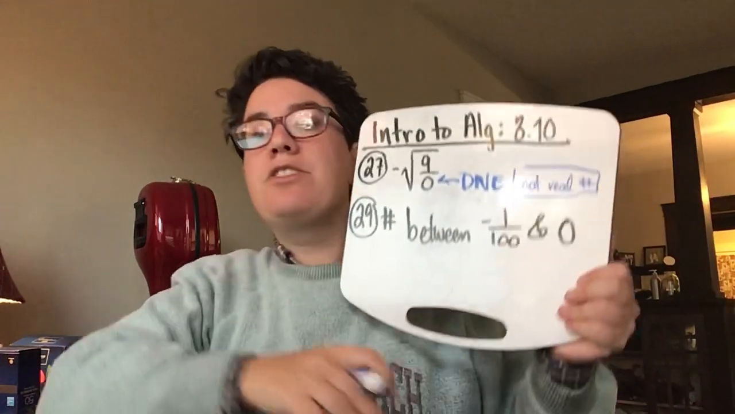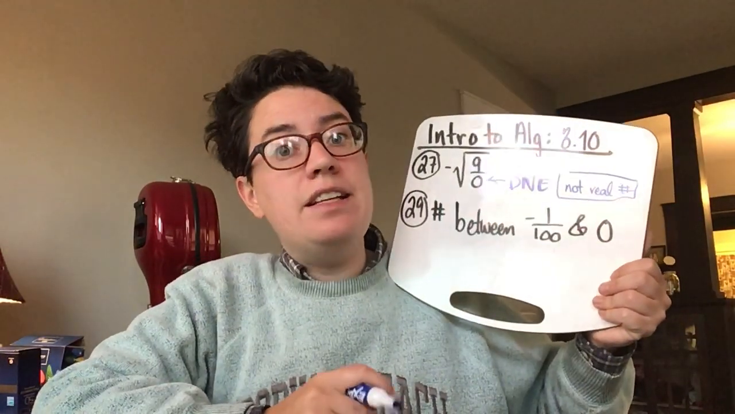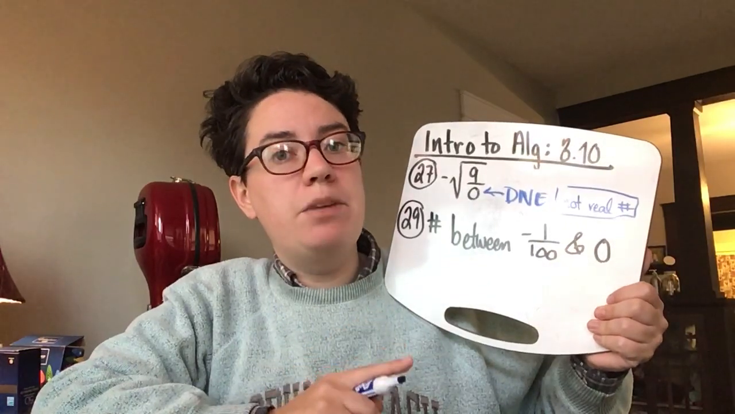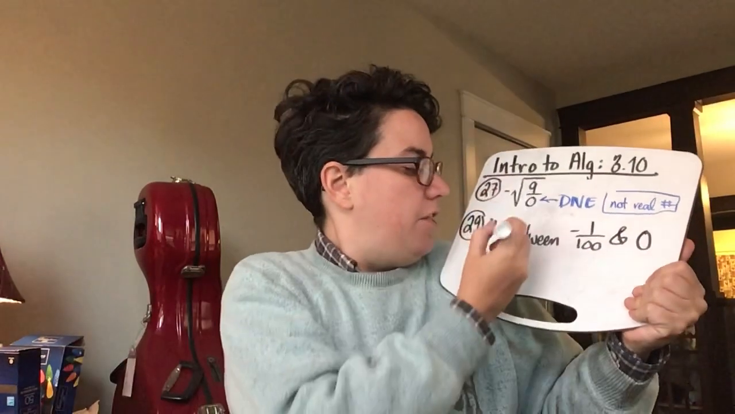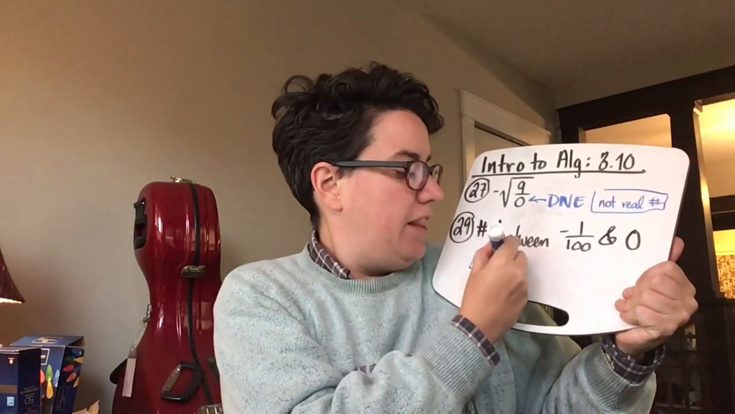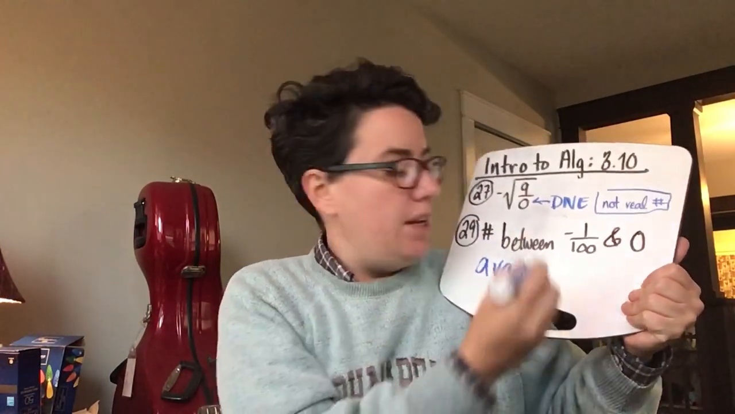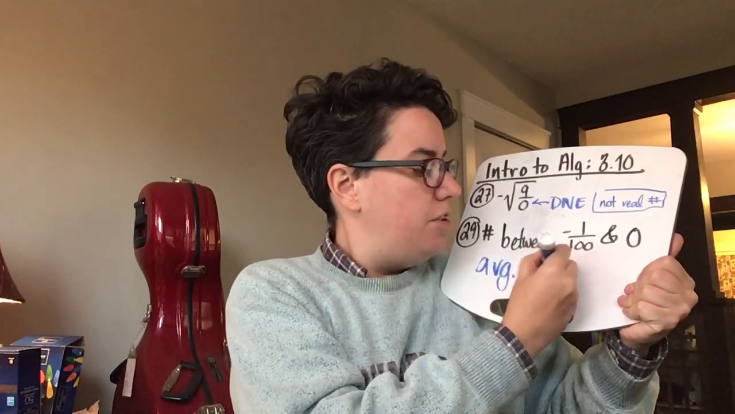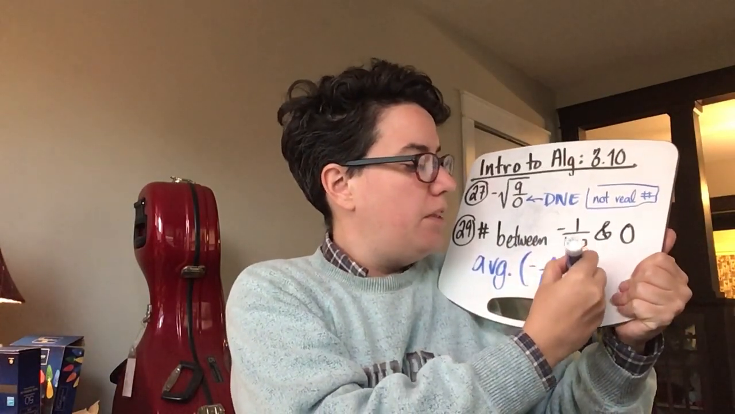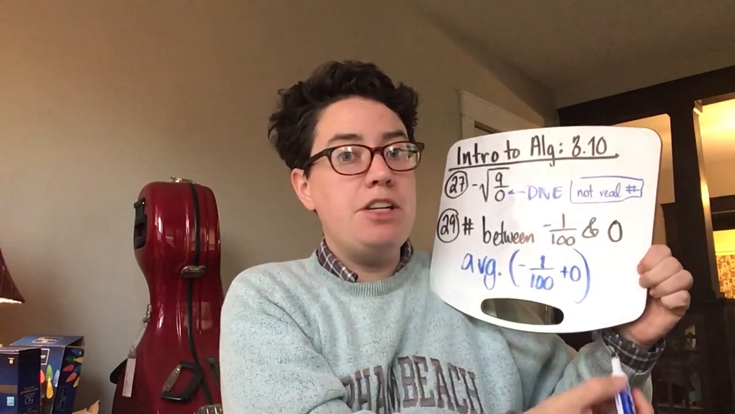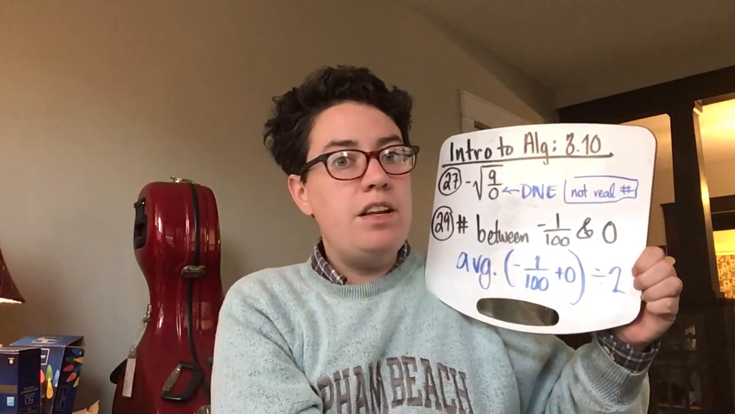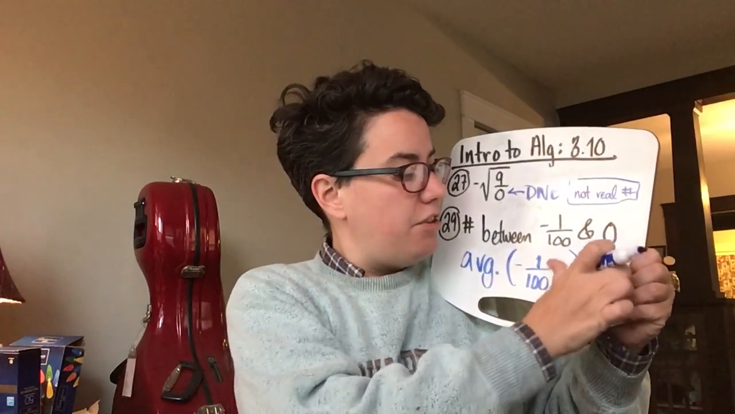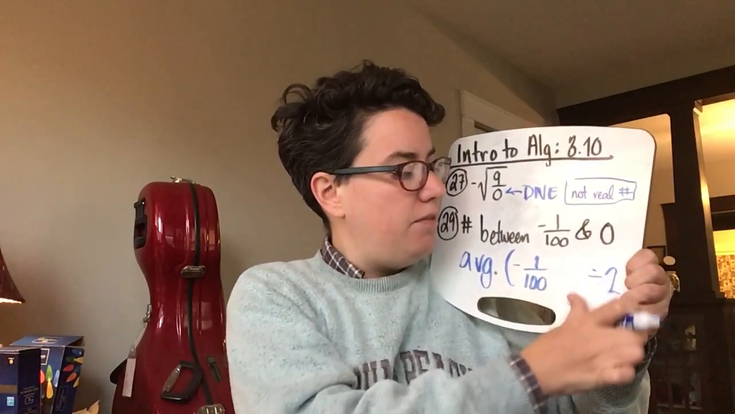For number 29, this is really similar to one in the notes. It asks you to find a real number between negative 1/100 and 0. If you're ever stuck on these, you just want to find the average, meaning that we add them together. So negative 1/100 plus 0, and then we divide by how many terms there are, which in this case is 2. Now, adding 0 doesn't do anything, so I'm going to stop that.